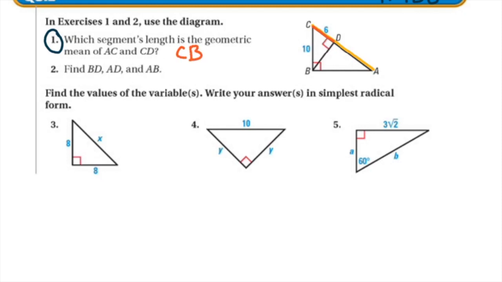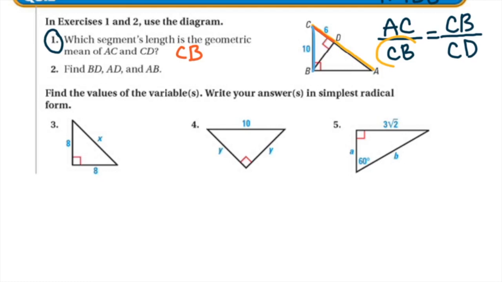Because this piece, CB, is the geometric mean of AC and CD. This would be our proportion here. We would say AC is to CB as CB is to CD. So that repeated part there, that leg, we say is the geometric mean.